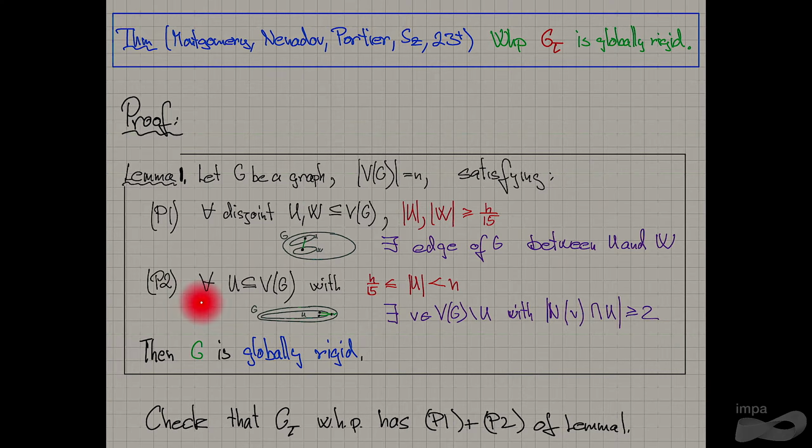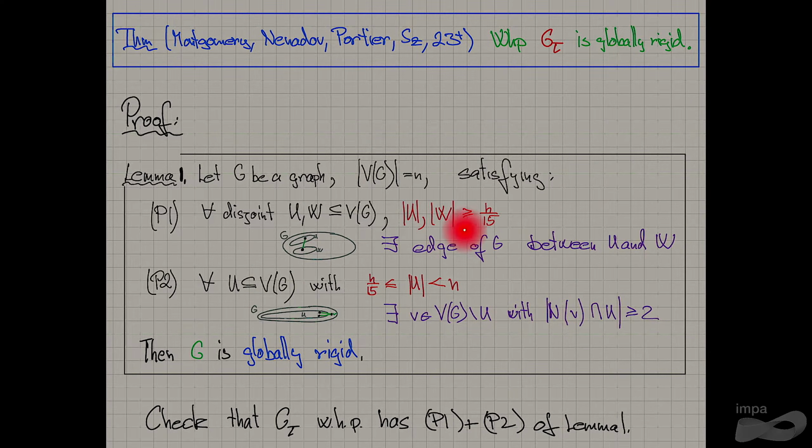So what is this deterministic lemma? You have a graph G on n vertices which satisfies two properties. The first one is pretty standard, namely for any pair of disjoint sets U and W, if they're big enough, big enough meaning n over 15 in this case, where 15 is not so important, it's a constant, there is an edge of G between U and W.